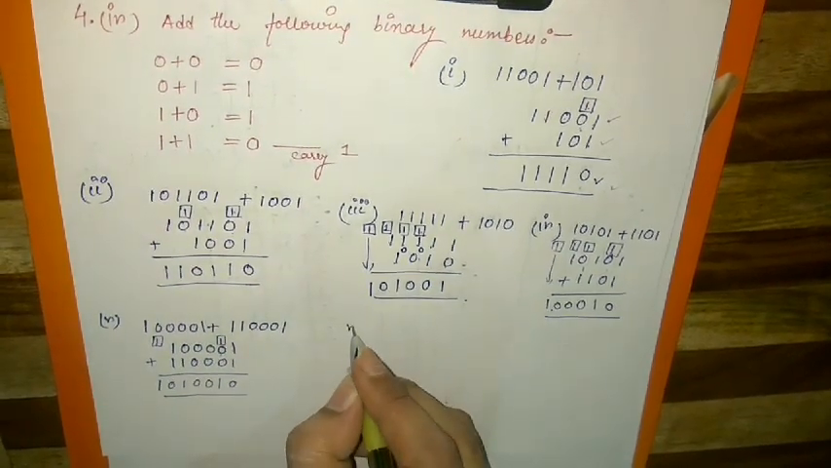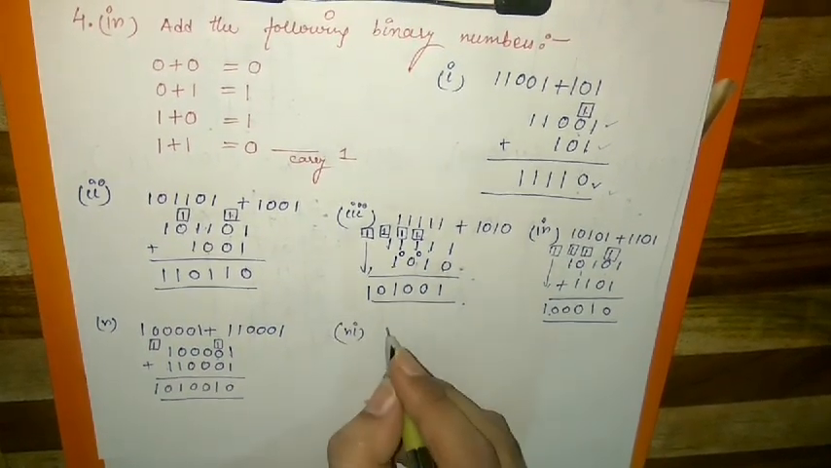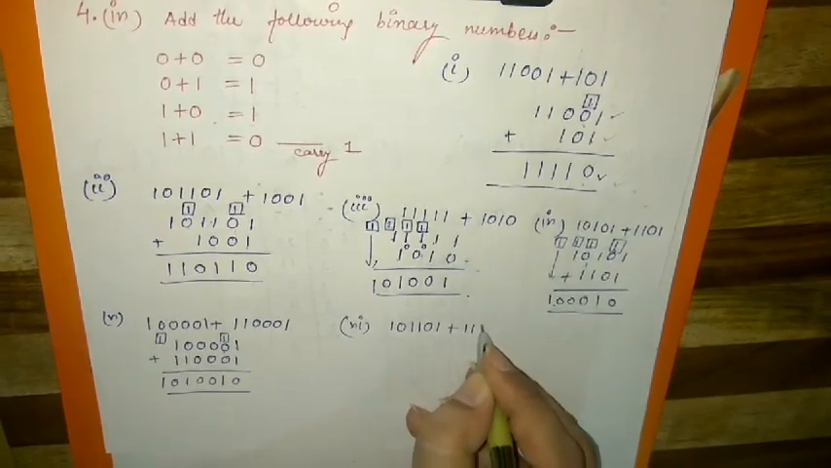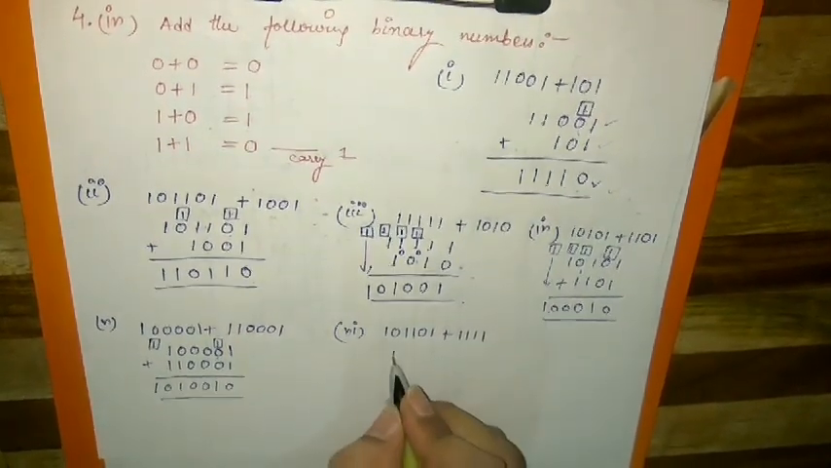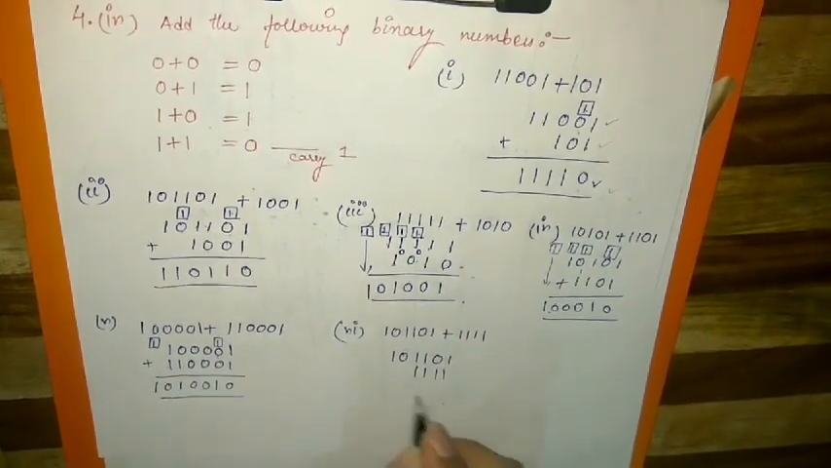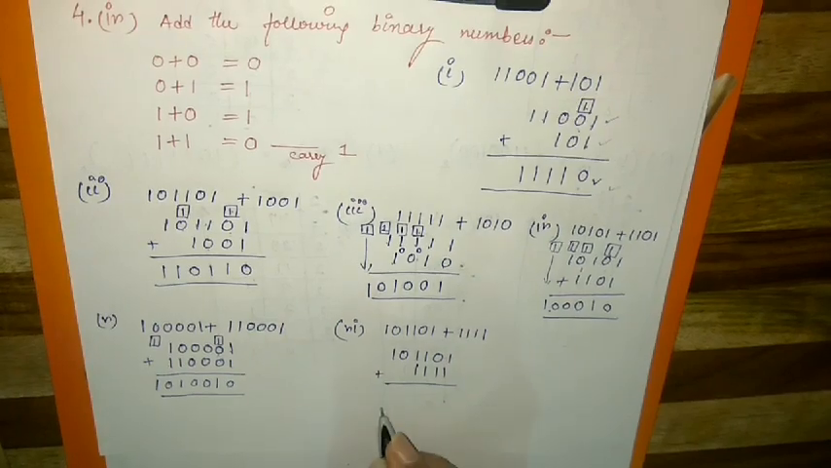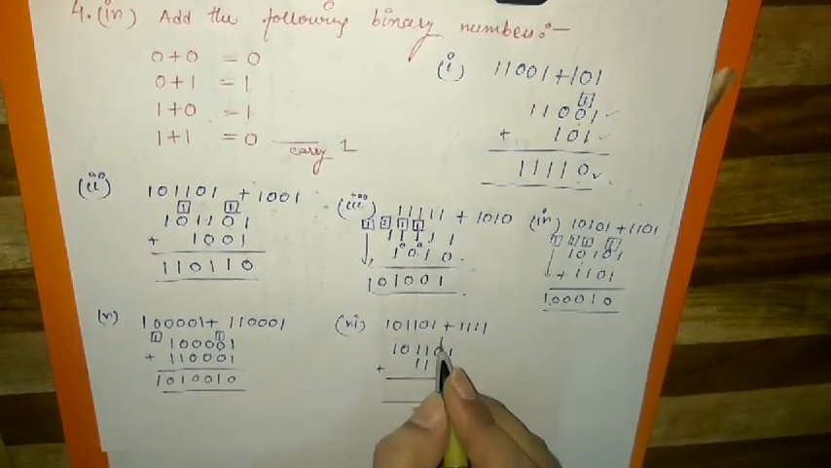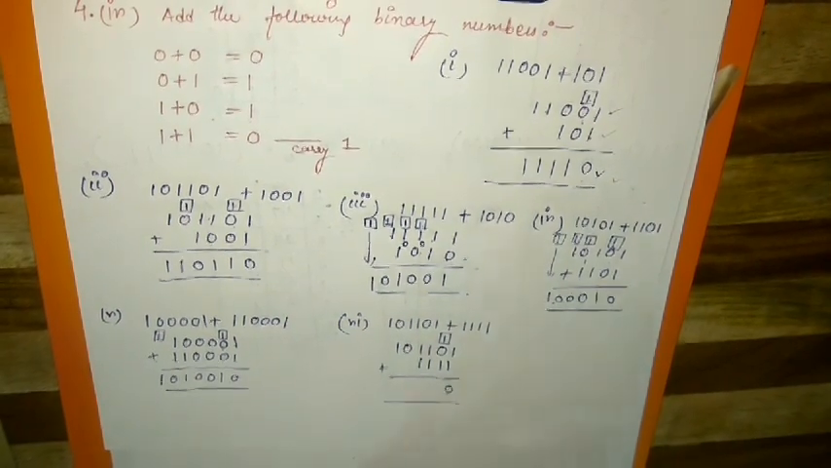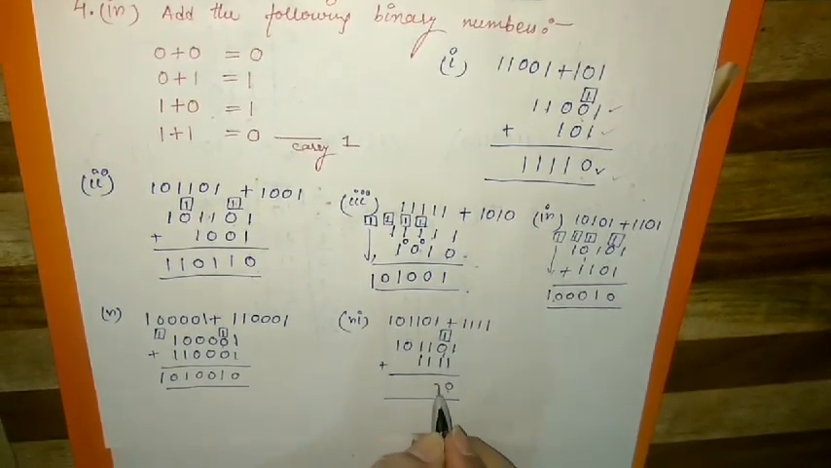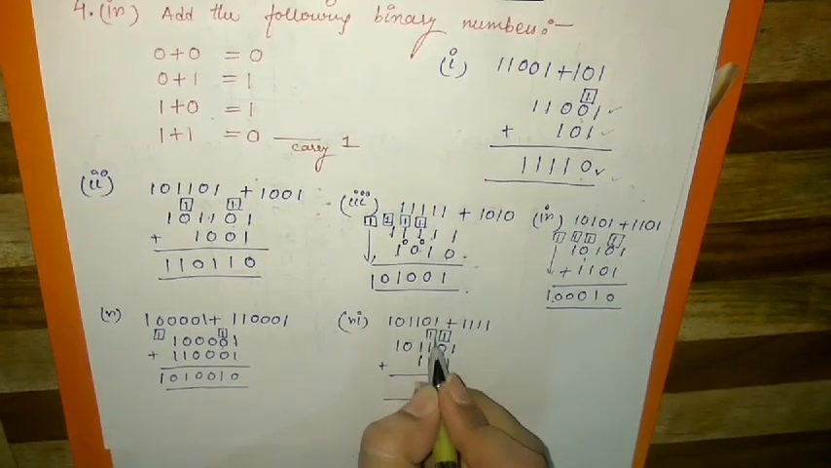Okay, see the sixth part. 101101 plus 1111. Okay, write down 101101 plus 1111. Okay, the addition is going to give you 1 plus 1 is 0 with a carry 1 on the left hand side. Yes, now 1 plus 0 is going to give you 1. 1 plus 1 is going to give you 0 with a carry 1 on the left hand side.